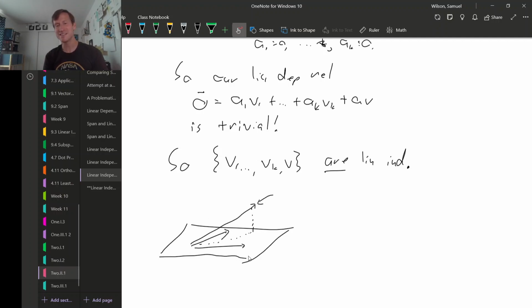But that means that the span of all three has to be bigger than the span of just the first two, right? If the collection of all three is linearly independent, then that means that there aren't any redundancies when you take the span. So this tells us that, right, if you start with linearly independent vectors and you add one more, you are really adding something new. You're making the span bigger.